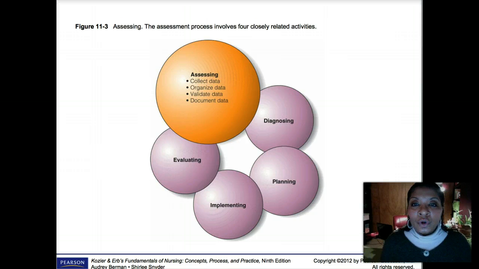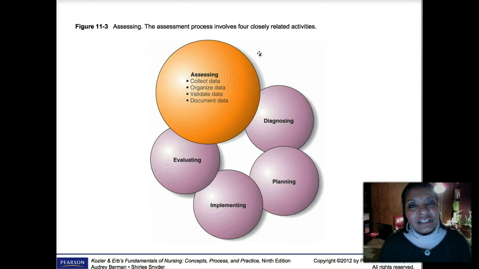Now, again, focusing on assessment, assessment, as I told you, involves these four related activities. First, we have to collect the data: vital signs, temperatures, looking at skin, looking at wounds, smelling. There might be odors that you pick up from a wound. So we're collecting data, and then once we collect it, we have to organize it.